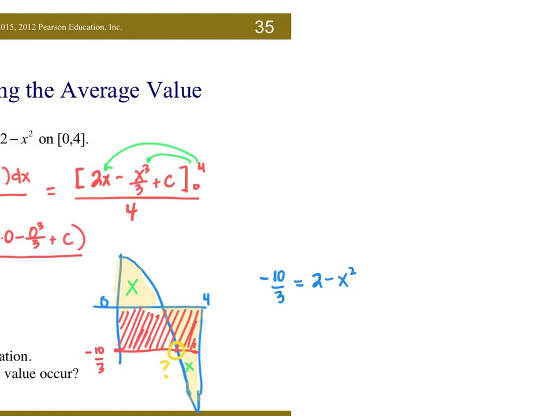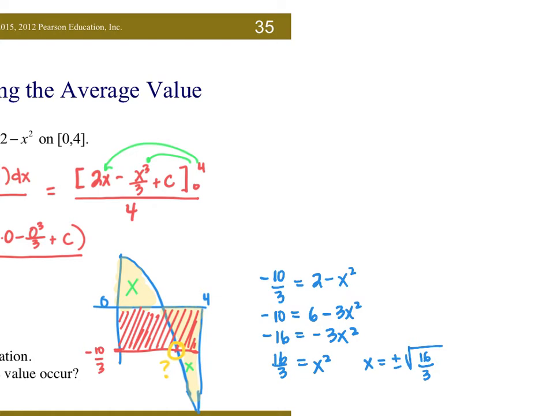So what I would do is I'd multiply everything by 3. That would give me this equation. Okay, I just multiplied all terms by 3. Then I would subtract 6 from both sides. So negative 16 equals negative 3x squared. Divide by negative 3. So that'll give me positive 16/3 equals x squared, and then apply the plus or minus square root. So this is happening at the x value of positive or negative square root of 16/3.